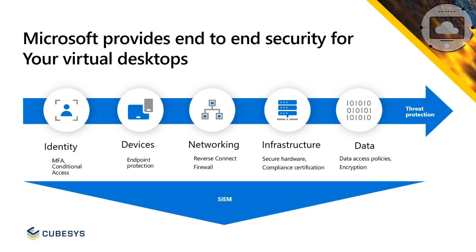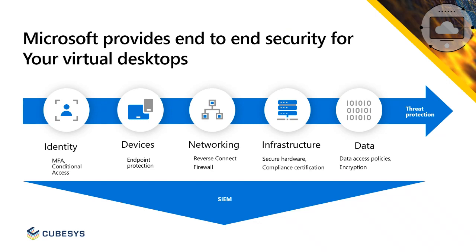Moving along. Here are some of the key components that make up your AVD environment. So you've got identity there, so multi-factor authentication, conditional access. You can look at blocking all locations except for trusted IPs, for example your office, and block the rest of the world. You've got devices there, Microsoft Endpoint Protection, Windows Defender, SCCM, Intune.